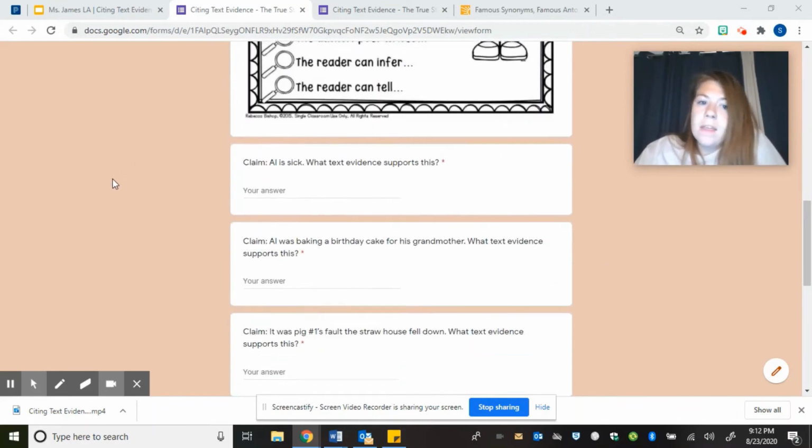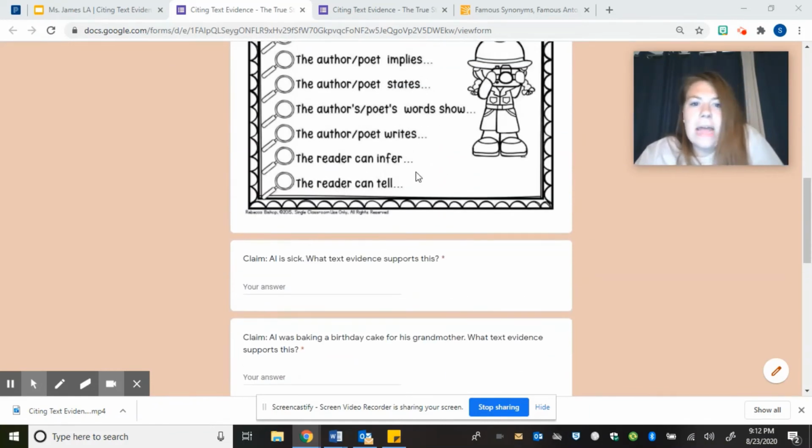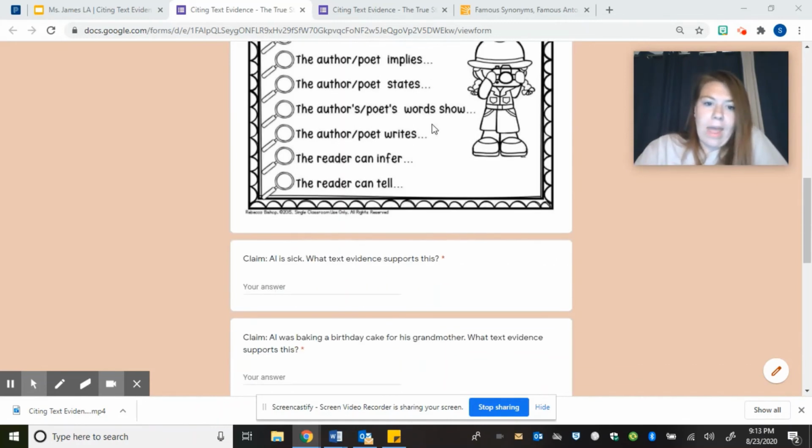So, just like how we saw the claim on the other page, Al is sick. What text evidence supports this? So I might say, the reader can tell Al is sick because, and maybe you paraphrase it. You say it in your own words. Or you could say, on page blank, one reads, and then put the quote. And then you say, this shows that Al is sick because, okay, I need you to explain why that text evidence proved to be evidence for the claim, right? Al is sick, okay, you gave me the evidence. Now explain the evidence to me. All right, email me if you have questions about that.